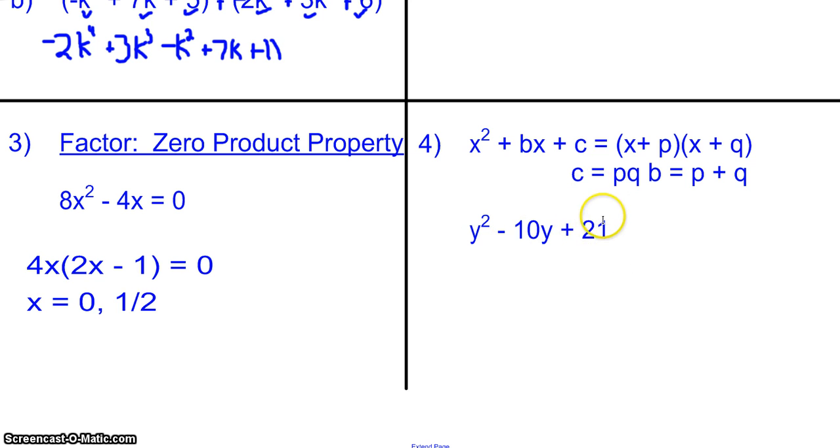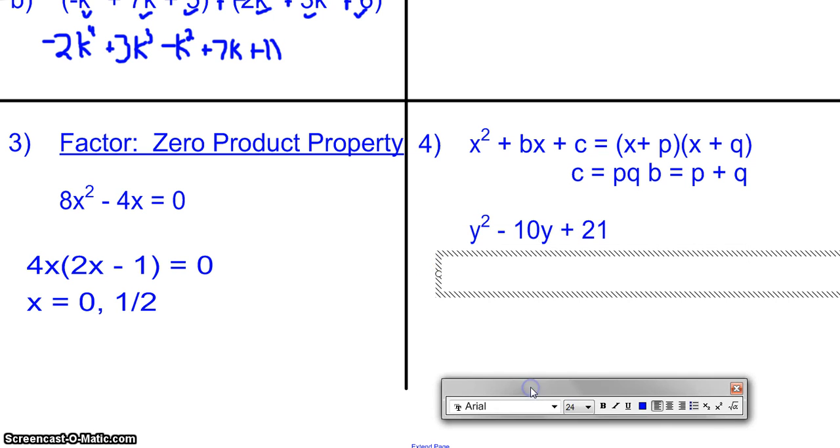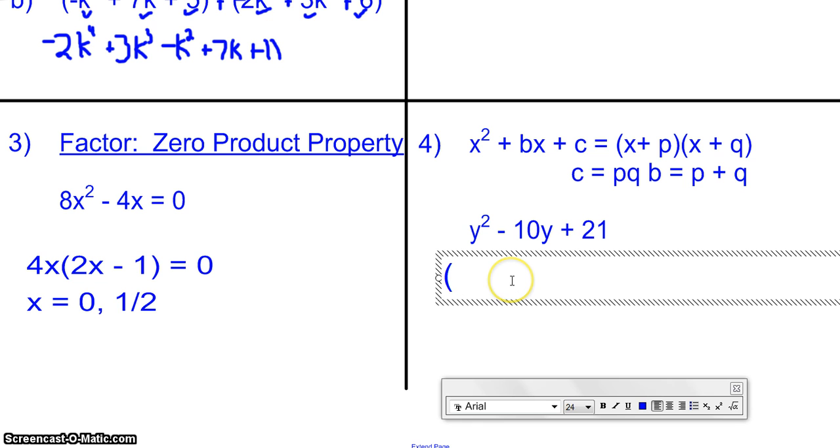This is not a perfect square, so we're just going to set it up with 2 sets of parentheses like we did in class. So I would have something here, and then I'm going to have parentheses, something here, making room, right? The first term in each of the binomials would have to be what in order to multiply them together, FOIL them, to get y squared? They would both be y, right?